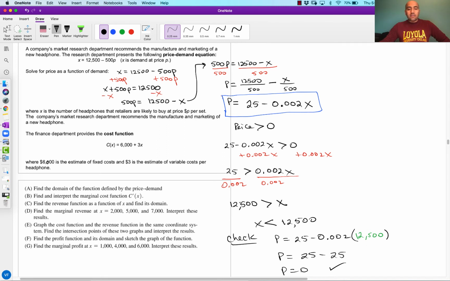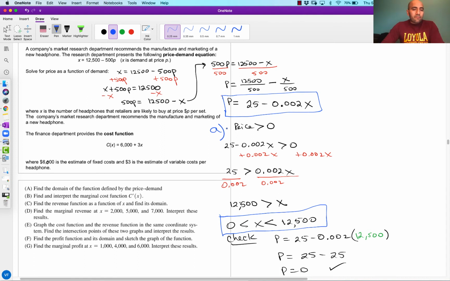So x, the demand for these headphones, must be less than 12,500 units. And also we know that x must be greater than 0. So we just toss that in there and say that x must be a value between 0 and 12,500. Okay, so that's the answer to part A. Find the domain of the function defined by the price demand.